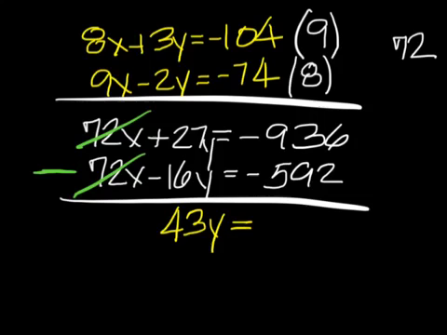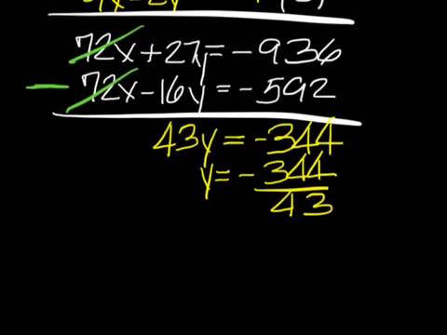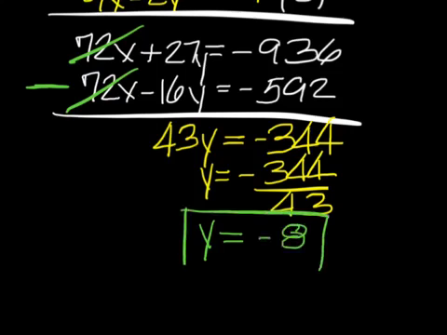And what is a negative 936 minus a negative 592? If anybody said it, I can't hear it. Negative 344. So y equals a negative 344 over 43 to solve for y. So what is y? Negative 8. So you have one of your answers.